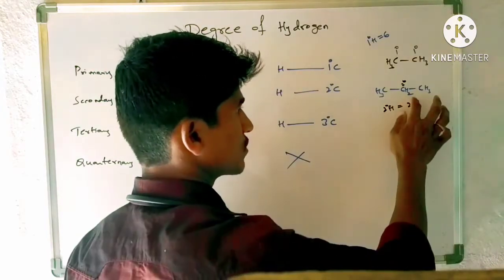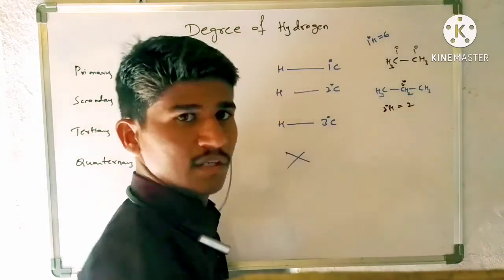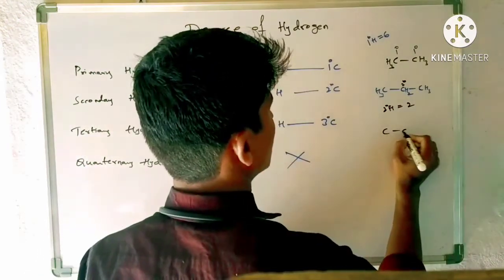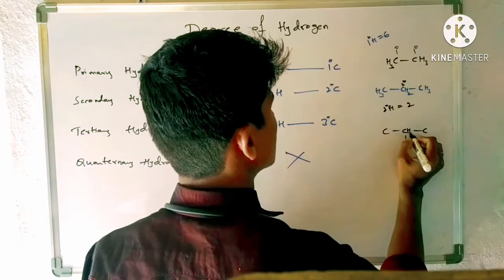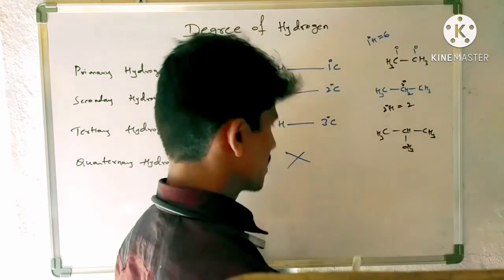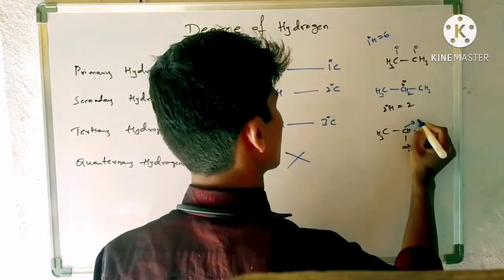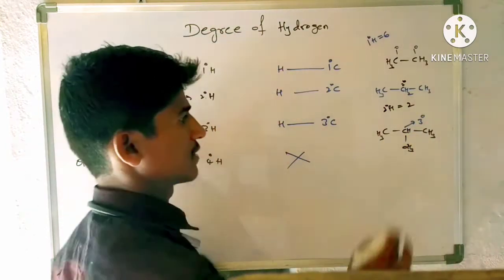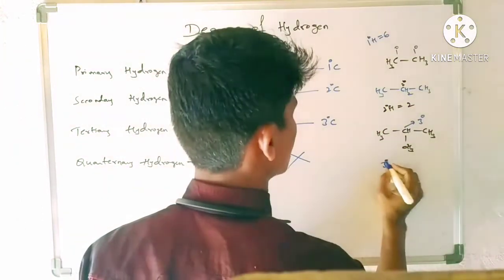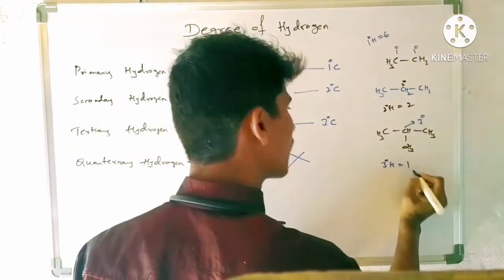So the number of hydrogens connected with secondary carbon is only 2. So secondary hydrogens are 2. Next, let us consider here. Which carbon is this? This carbon is tertiary carbon. For this tertiary carbon, how many hydrogens are there? Only 1 hydrogen. So the tertiary hydrogens is equal to 1.